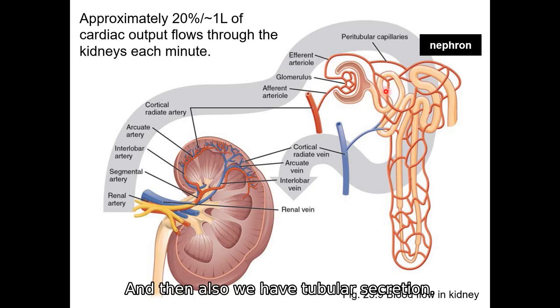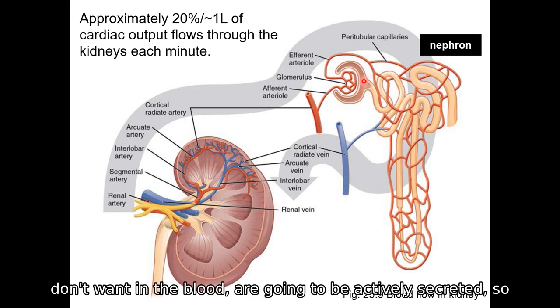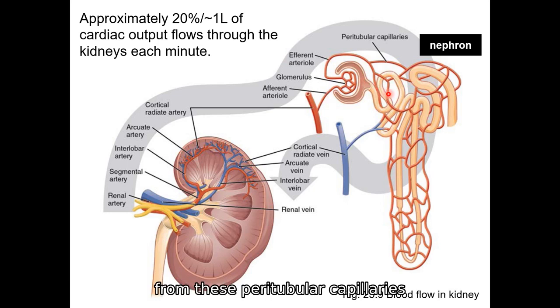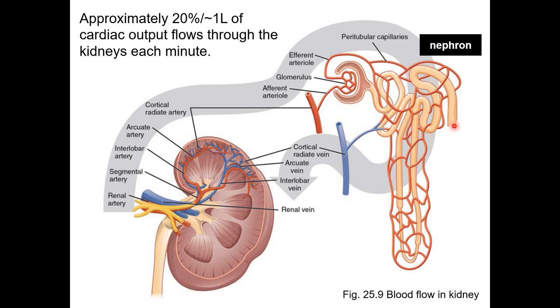And then also we have tubular secretion. So sometimes not everything filters out that the body wants to get rid of. So we have a way of exporting, sort of taking out our trash, if you will. Things that we don't want in the blood are going to be actively secreted, so from these peritubular capillaries into these ducts, and anything that makes it through the nephron in that ductwork is going to be collected and excreted as urine.